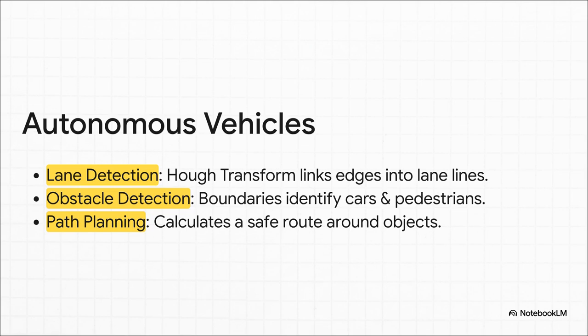And all of this leads to something as futuristic as autonomous vehicles. A self-driving car is constantly using edge detection, along with a smart technique called the Hough transform, just to find the solid lines of a traffic lane. It uses those boundary representations we talked about to identify cars, pedestrians, cyclists, and then it takes all of that information to calculate a safe path forward. Every single one of those actions, that's digital image processing, live and in real time.